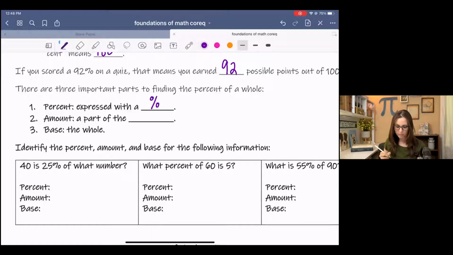Percent. The amount is the part of the whole. When I say amount, I'm referring to a piece of the whole, a part of the whole. It's usually the smaller number. And then the base is the whole thing. So the whole pie is the base. And if you take a slice of the pie, that is the amount. And that will give us a percentage.